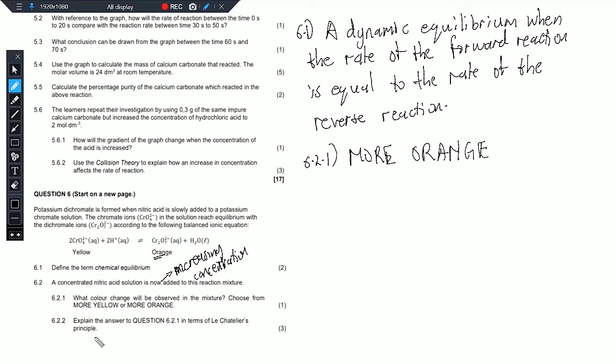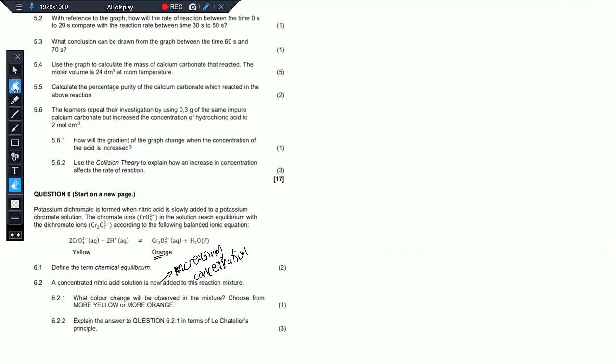Now we are supposed to explain the answer to question 6.2.1 in terms of Le Chatelier's principle. In order to explain that, we are going to say, 6.2.2, the nitric acid, which we know to be a strong acid, ionizes completely in the solution.